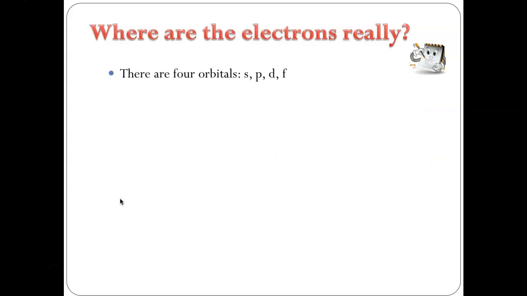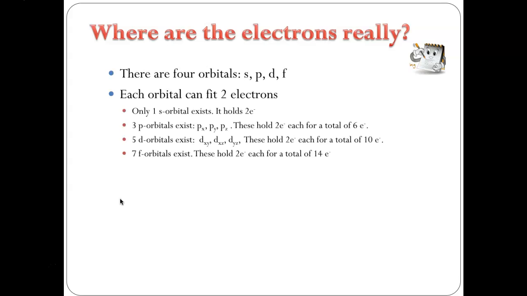All right, so we knew this. Each orbital can fit two electrons. Since there's only one s orbital, it only holds two electrons. With the three p orbitals, each one of these p's holds two electrons, so we have 2 plus 2 plus 2 to give us a total of 6 electrons. So at each energy level, the p orbitals can hold 6 electrons.